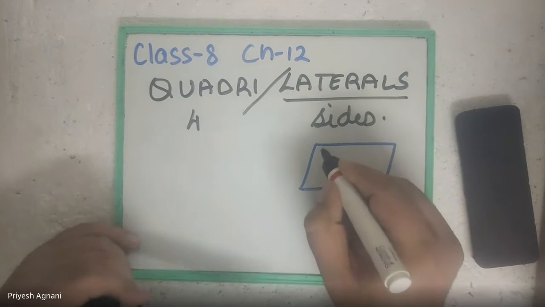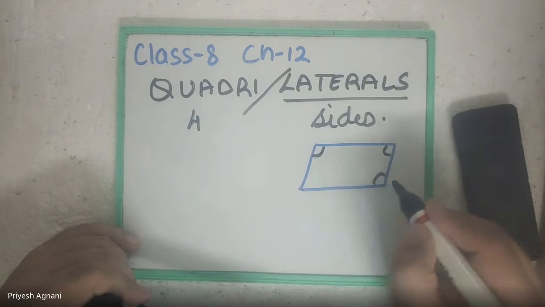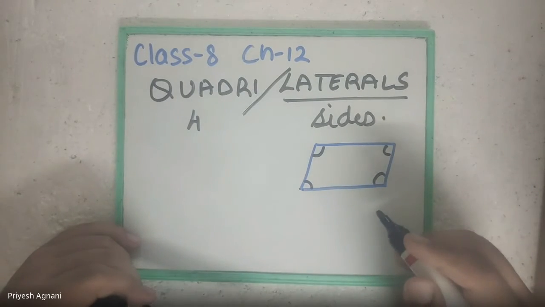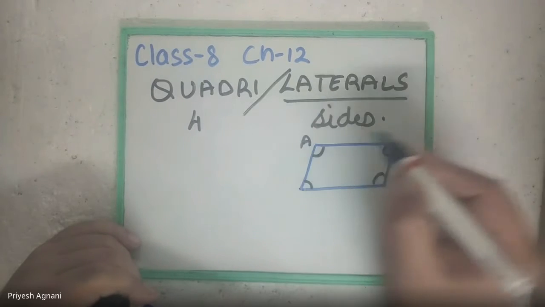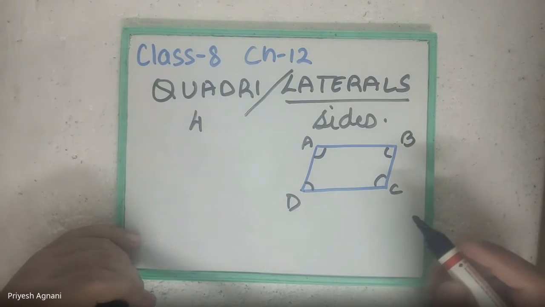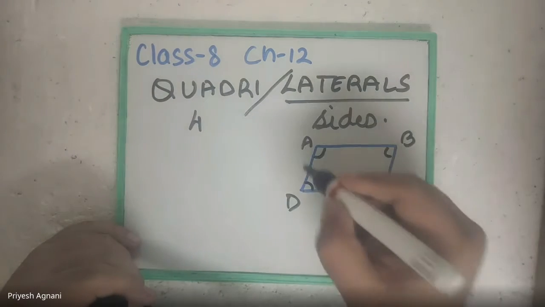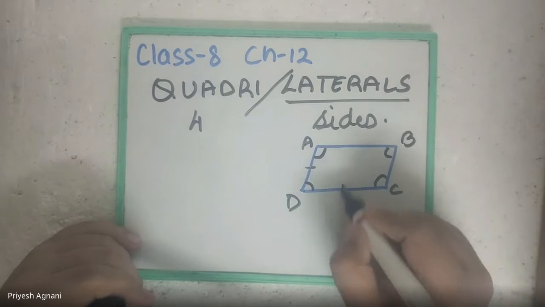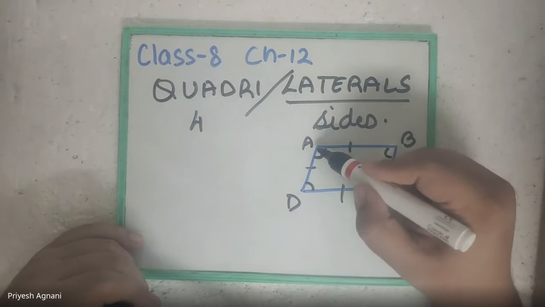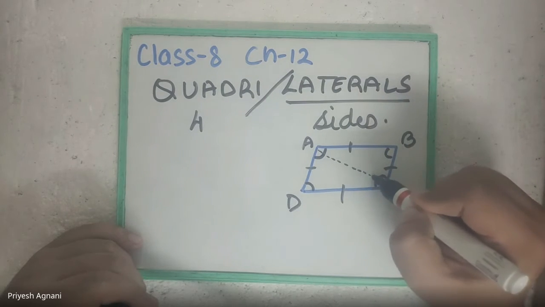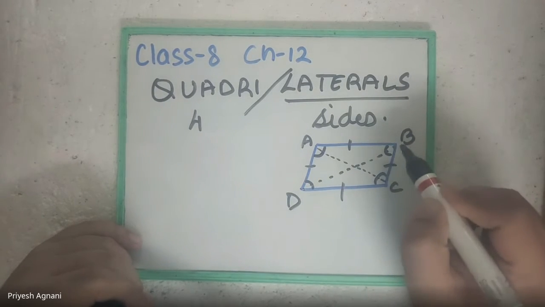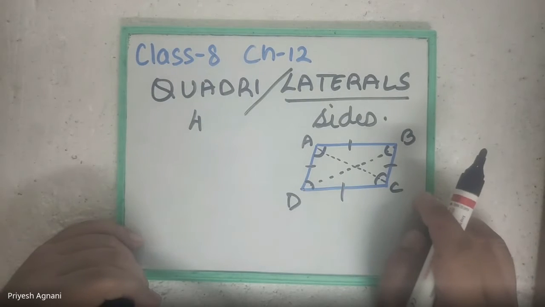Inside it there are four angles. See, this is one angle, two, three, and four. These are the four angles of a quadrilateral. Here it is given the names A, B, C, and D. This is side AD, CD, CB, and AB. Here we have the diagonals. This is called a diagonal. This is also called a diagonal, where opposite points are connected. These are called the diagonals.